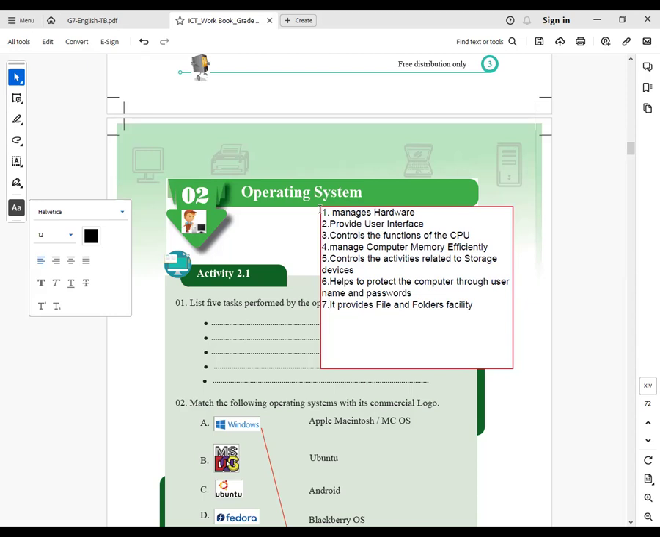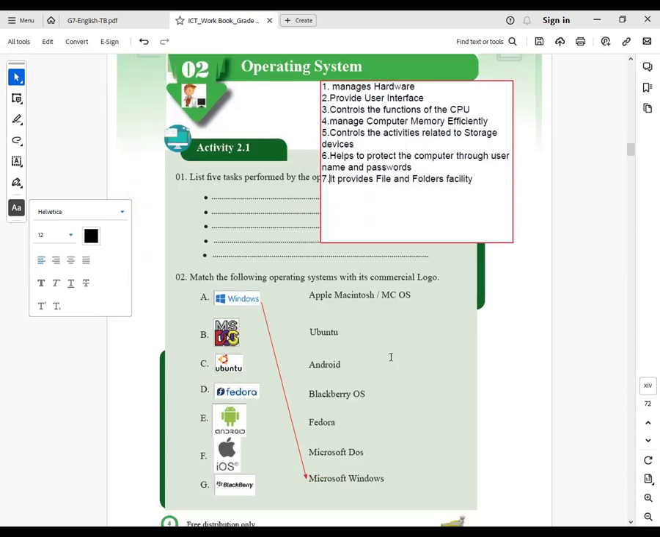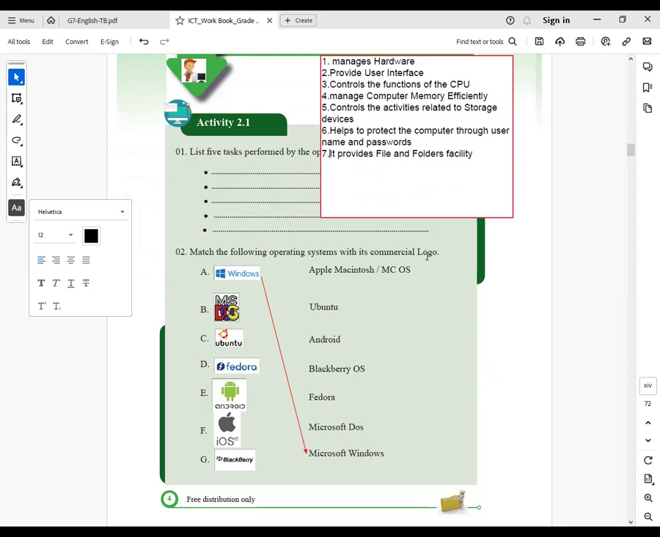Okay. Manage hardware, provide user interface, control the functions of the CPU, manage computer memory efficiently, control the activities related to storage devices, help to protect the computer through username and password. It provides files and folder facility. We did this one.